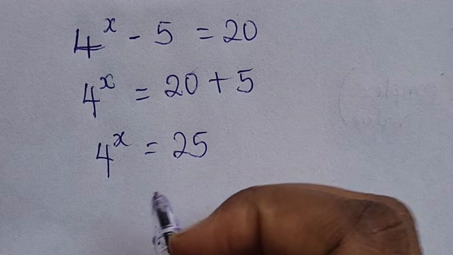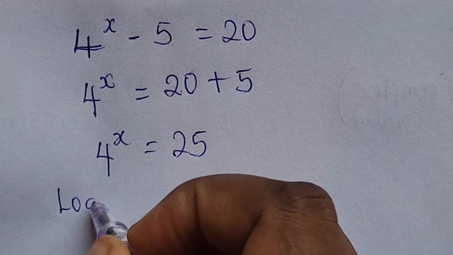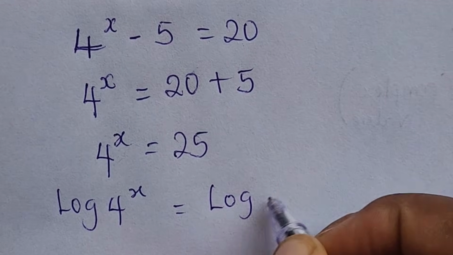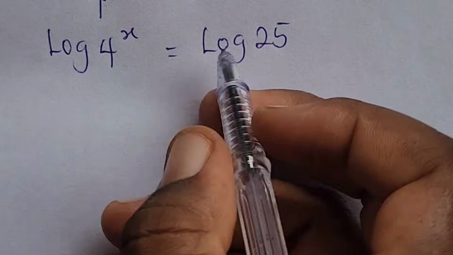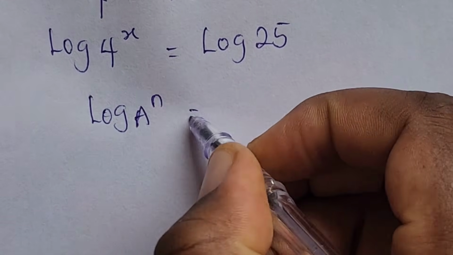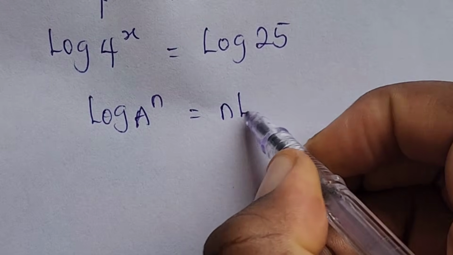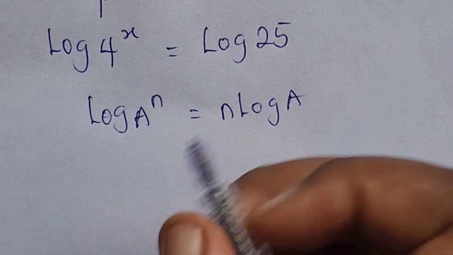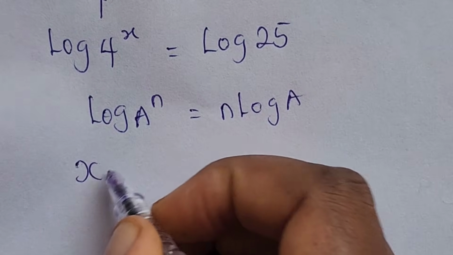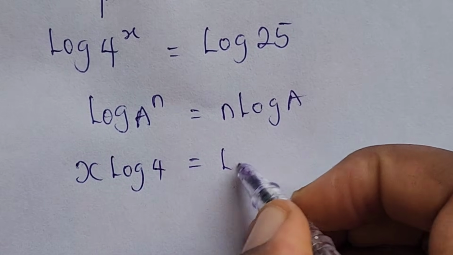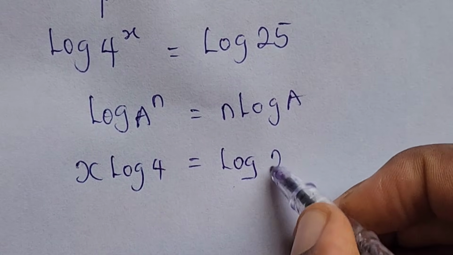From here, we take the log of both sides to have log of 4 to the power of x is equal to log of 25. Now let's recall, when I have log of a to the power of n, this is the same as n times log of a. So our x moves to the front. We have x times log of 4 is equal to log of 25.